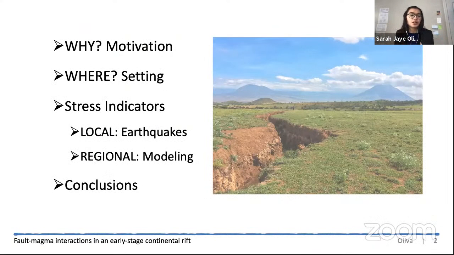So just to introduce you to the flow of the talk, I'm going to start with a simple why, the motivation to the study, and then move on to where I'm trying to answer my main question, so the setting, and then I'll move to stress indicators. We're going to zoom into an area, zoom in space and in time to a local region and look at specific earthquakes. And then we'll zoom out and look at the regional area, regional scale via modeling. And then I'll leave you with a summary of the conclusions.